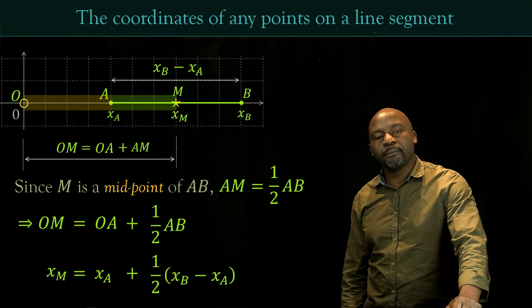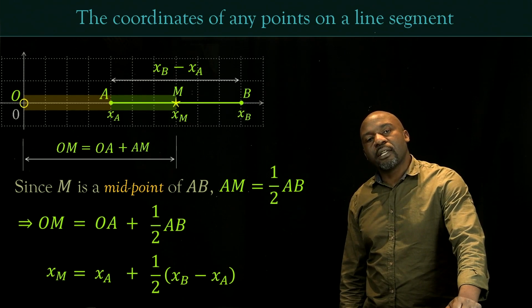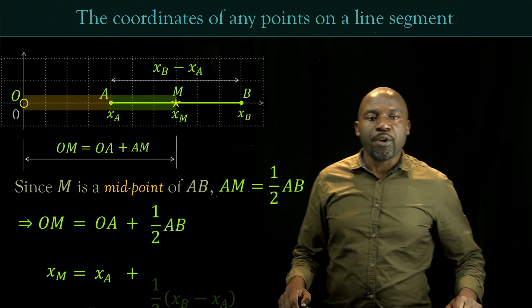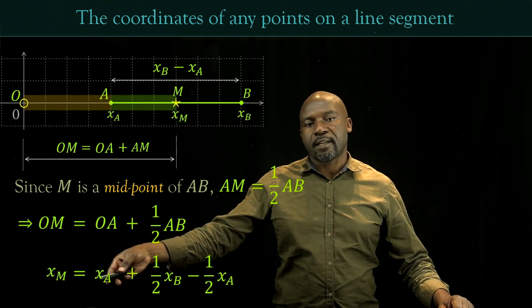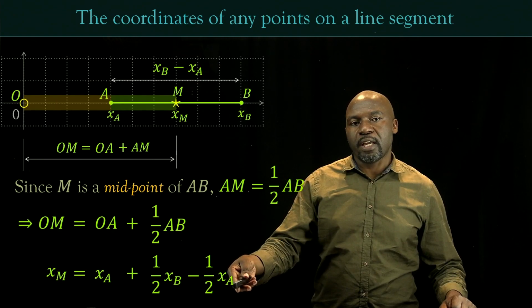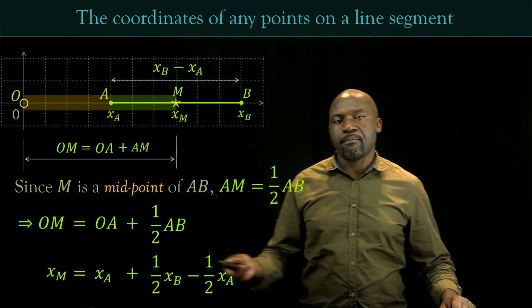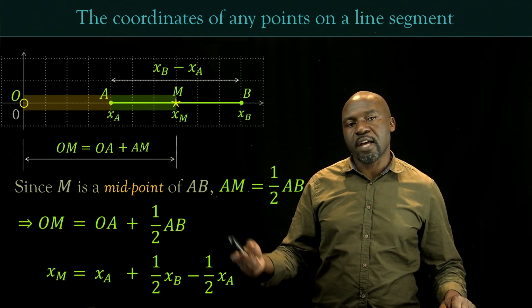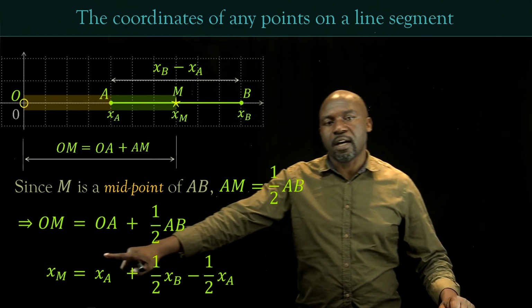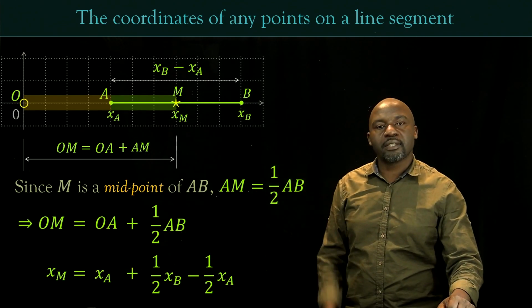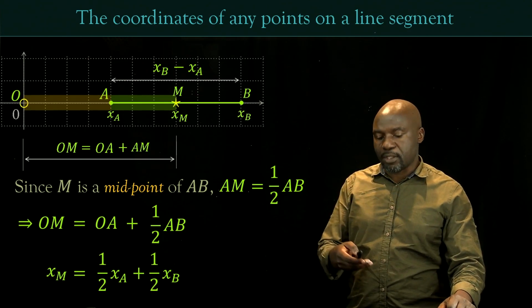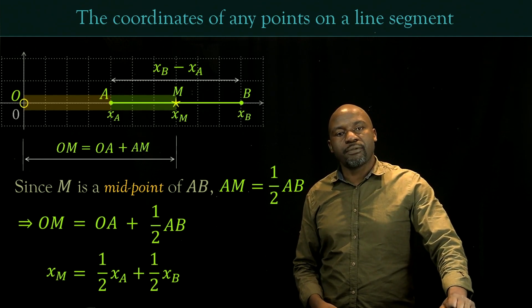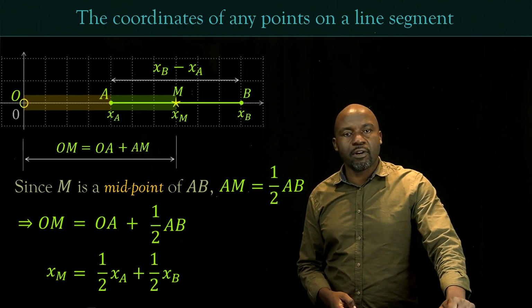Let's look at it again. If you open the bracket and put the half inside, we have a half of XB minus a half of XA. Now I can combine the like terms. This is x sub A and this is x sub A. So 1 x sub A minus a half x sub A leaves me with a half x sub A. So it's a half x sub A plus a half x sub B. You can slow down the video or speed it up if this is something that you already know. If you're looking at this for the first time, then you can slow it down. No problem at all.